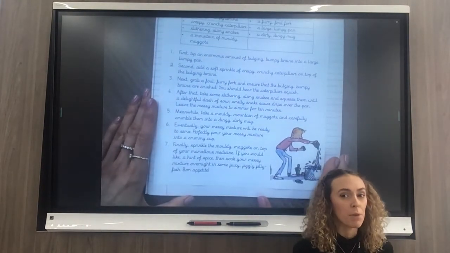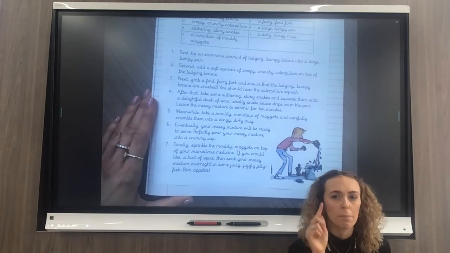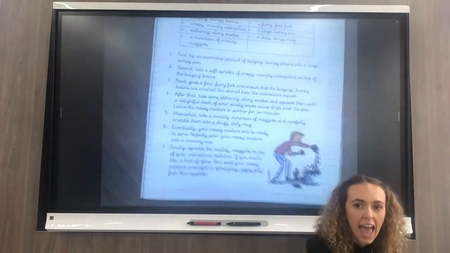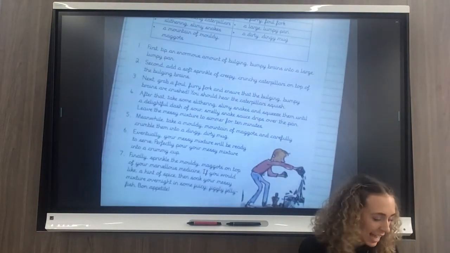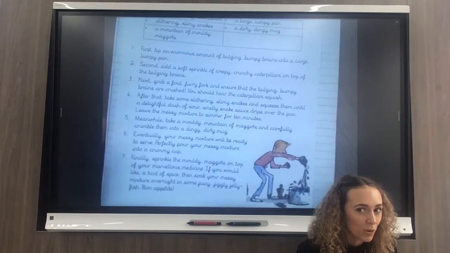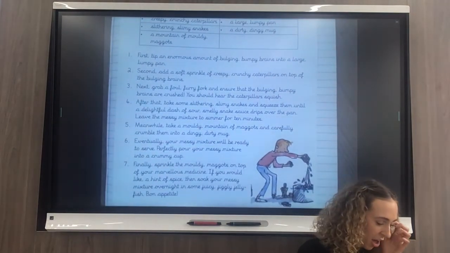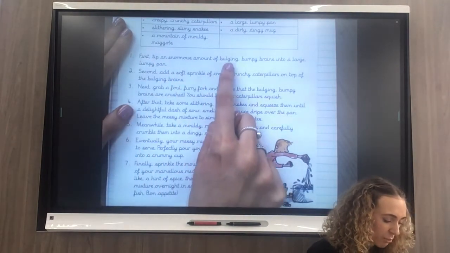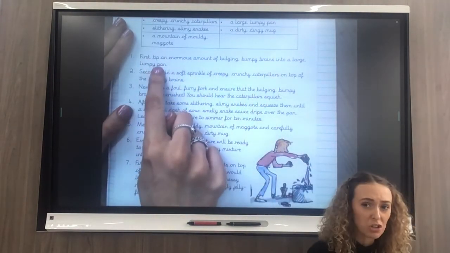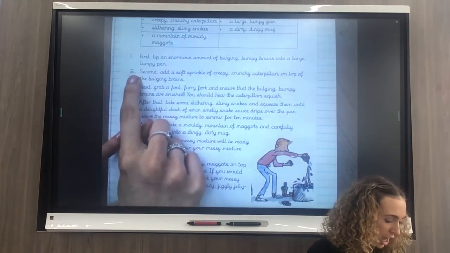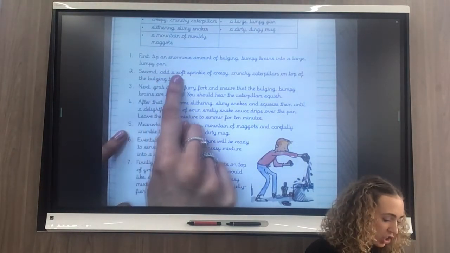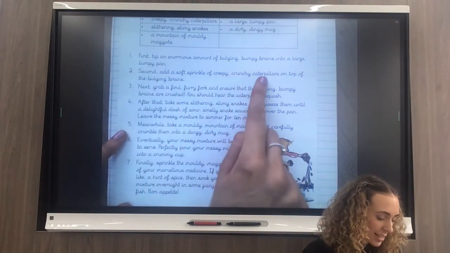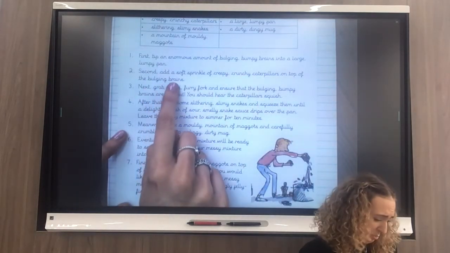Okay, so this is the most important part of my instructions, so make sure you are looking closely and we can read the instructions together. Maybe you could make Miss Morgan's marvellous medicine. Number 1. First, tip an enormous amount of bulging bumpy brains into a large lumpy pan. Number 2, second, add a soft sprinkle of creepy crunchy caterpillars on top of the bulging brains.